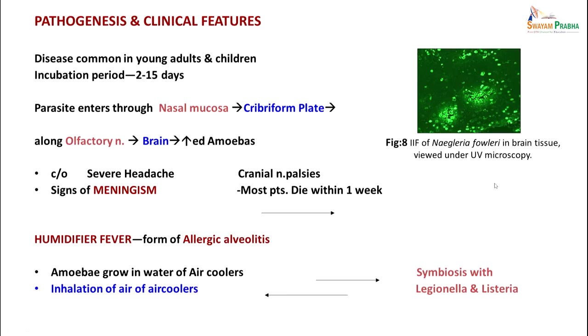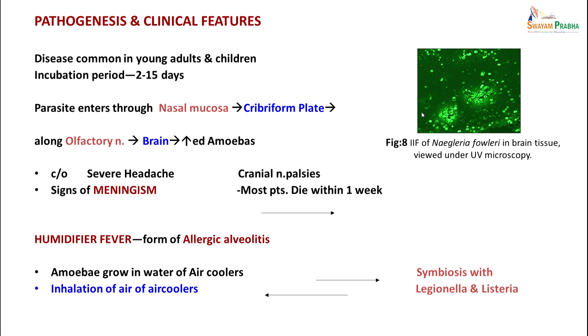So pathogenesis, when we talk about disease, it's commonly seen to occur in young children and young adults, and the incubation period is up to 2 to 15 days. The parasite enters through the nasal mucosa, as I told you, goes to the cribriform plate, along the olfactory nerve, goes to the brain and causes increased amoebae formation in the brain, which destroys the brain tissue. The patient will complain of severe headache, signs of meningism might be there, he might have cranial nerve paralysis, and my patient may die within a week.